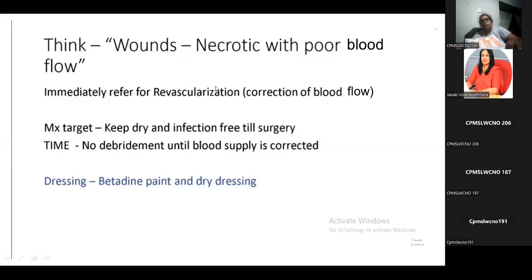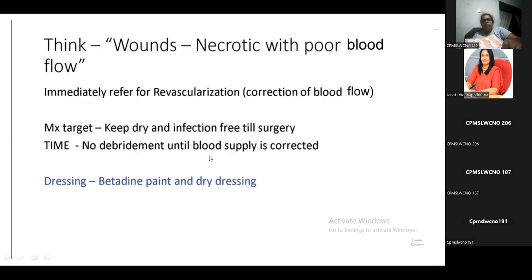And immediately send to the vascular surgeon or the surgical department. Is that clear? This is very important. Don't cut, don't try to do wound care in these cases. And there are so many other things as well. As Thushan said, you should be looking at the patient as a whole, not the hole in the patient.